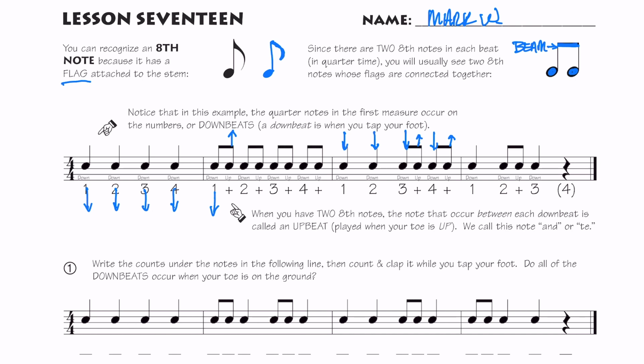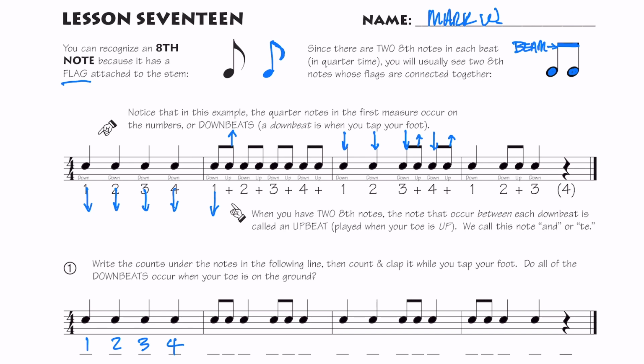So, in this number 1 here, I'm going to write the counts under the notes, and then I'm going to clap and count it while I tap my foot. First measure is simple. 1, 2, 3, 4. Then I have a bar line because I'm in 4/4 time.